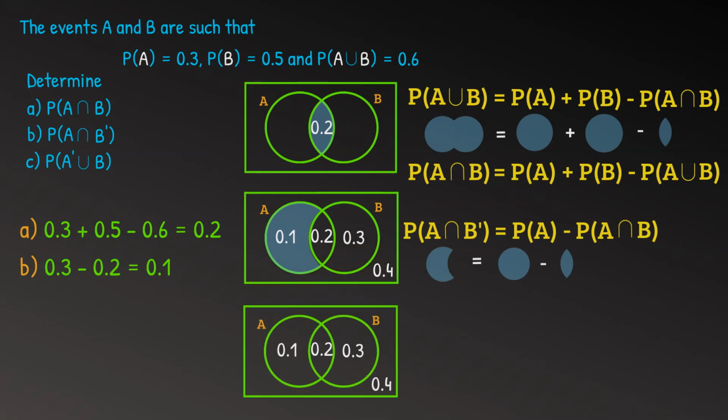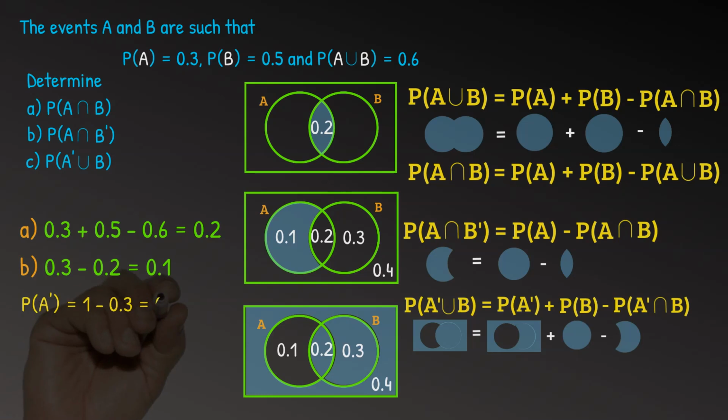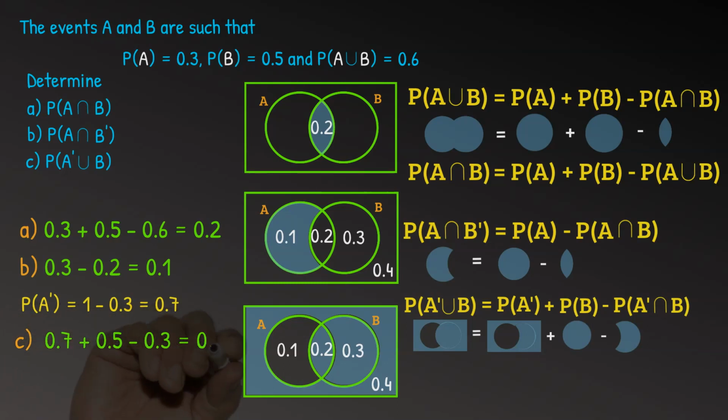And finally, we have to find the probability of A complement union B. And I'm going to show you how you can often use different methods to get the same result. So first of all, the probability of A complement union B is equal to the probability of A complement plus the probability of B minus the probability of A complement intersect B. Now the probability of A plus the probability of A complement has to add up to 1 because that gives us all of the possible probabilities. So the probability of A complement is 1 minus 0.3, which gives us 0.7. So using the first method, we have 0.7 plus 0.5 minus 0.3, giving us 0.9 as our answer.